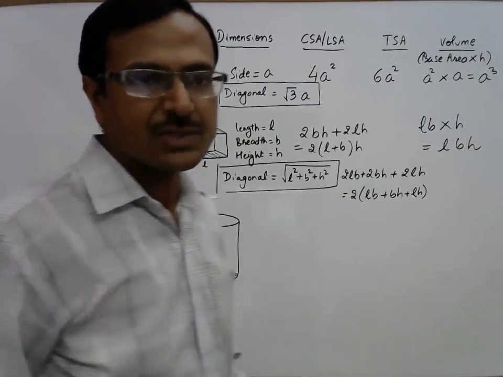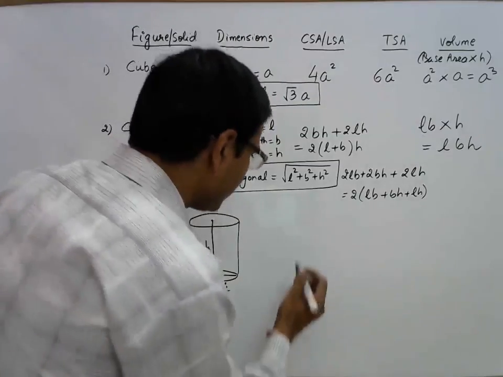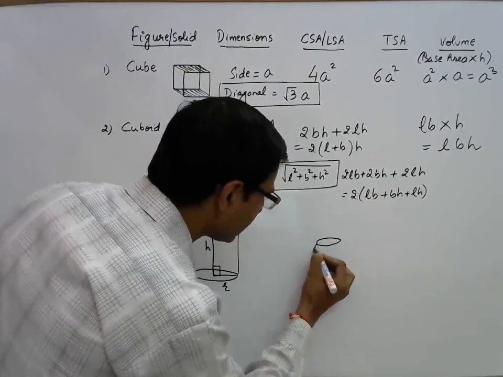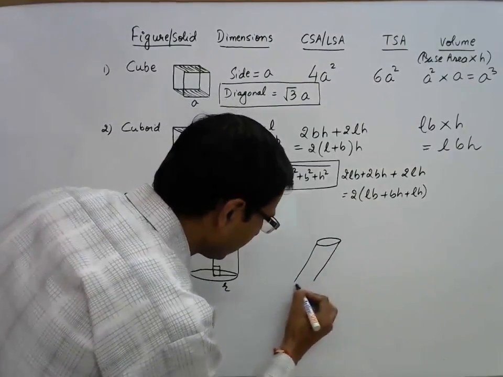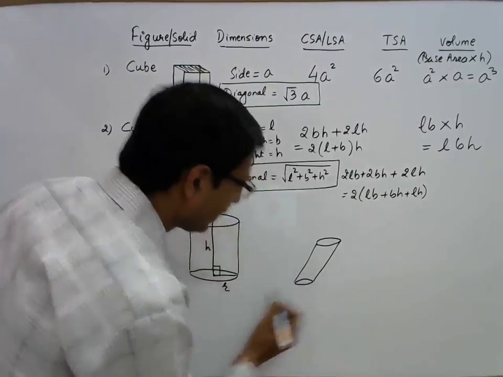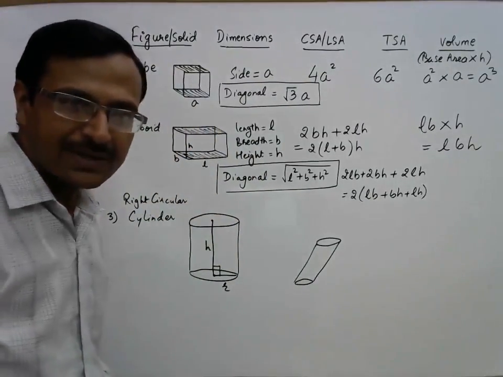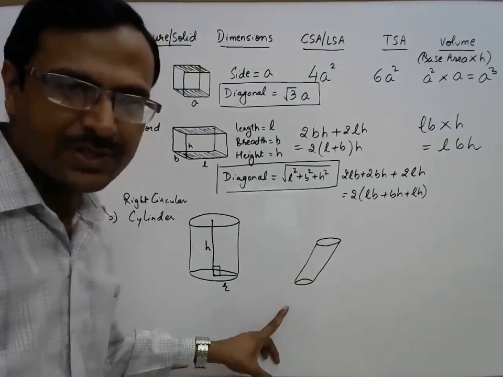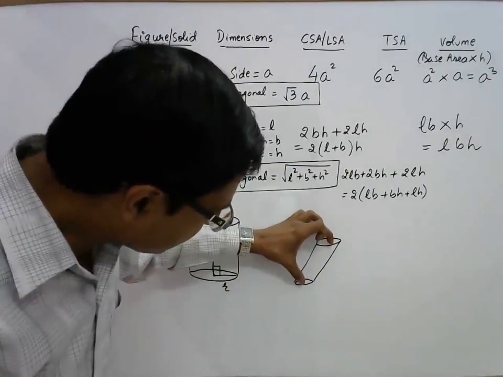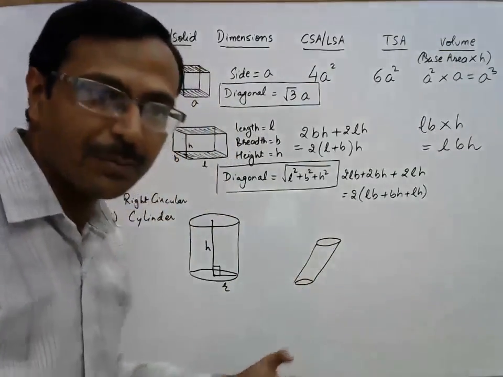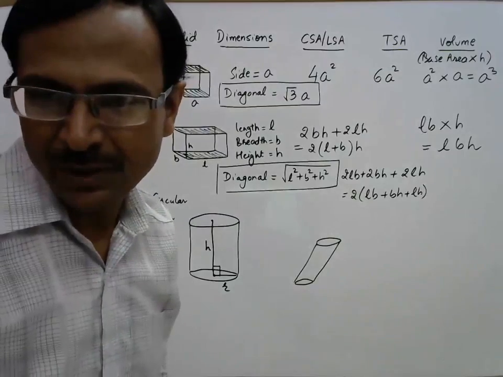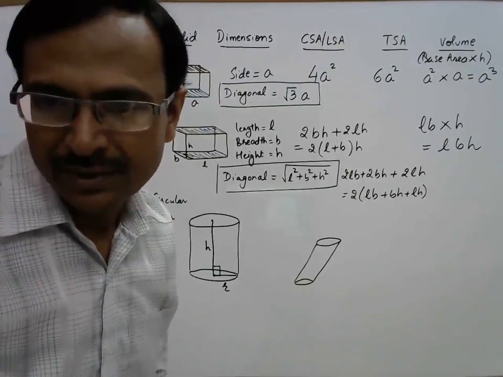There can be a cylinder which is not right circular. Like, see, this is also a cylinder. Now see, this is also a cylinder, but this is not a right circular cylinder because this height and the radius are not perpendicular to each other. So I hope that clears the doubt.